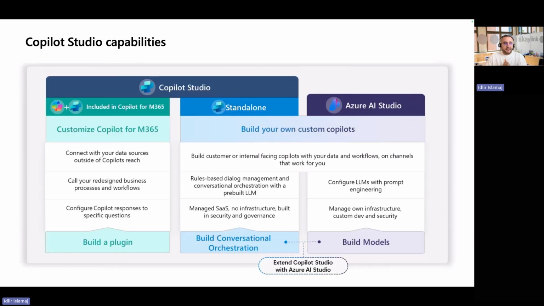What are the capabilities, right? You see on the left side here, we have customized Copilot for M365. As we mentioned before, Copilot Studio has the capability to extend M365. But why would you do that? Copilot for M365 is a pretty powerful tool, actually. The thing is that you are, let's say, limited to your M365 environment, right? Let's say you want to get data from SAP, right?